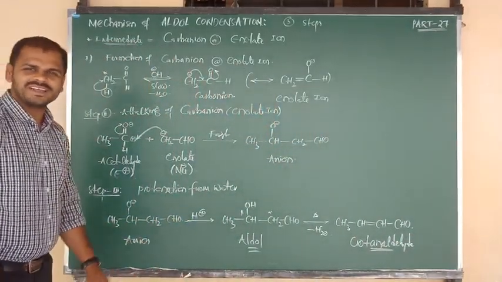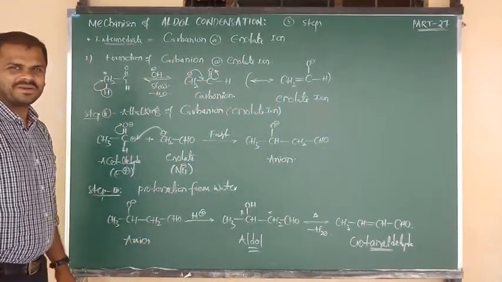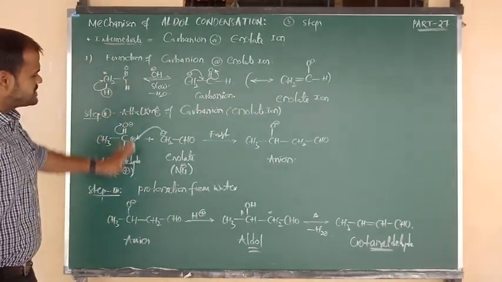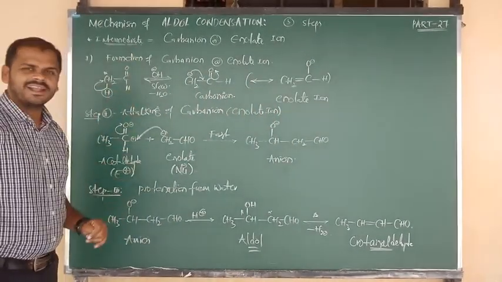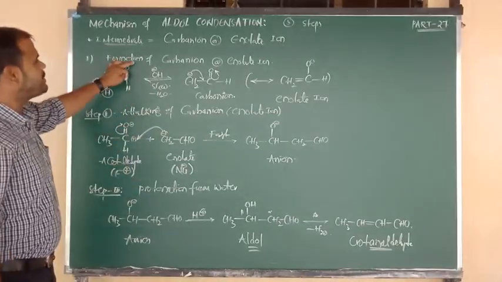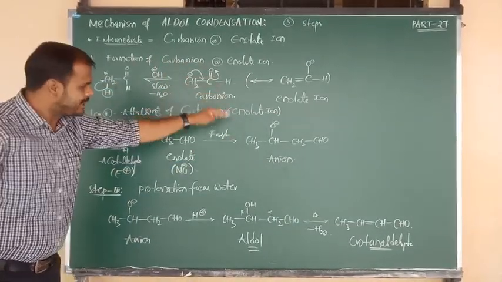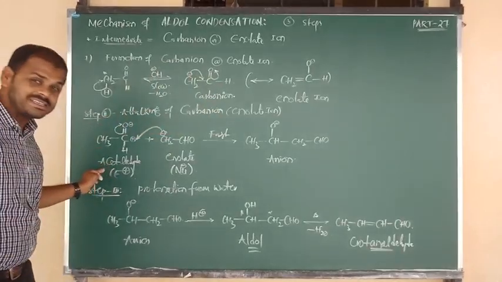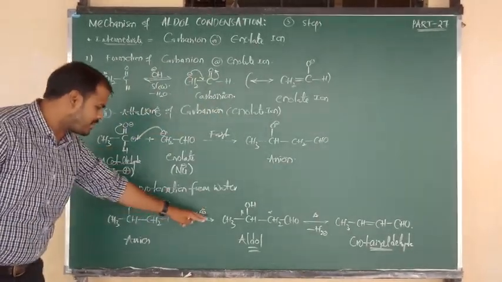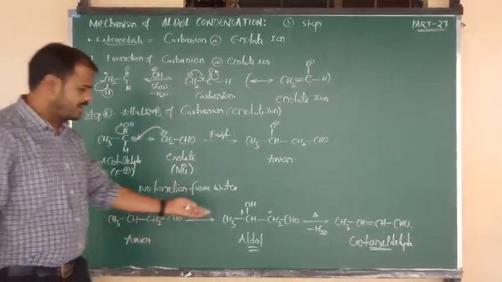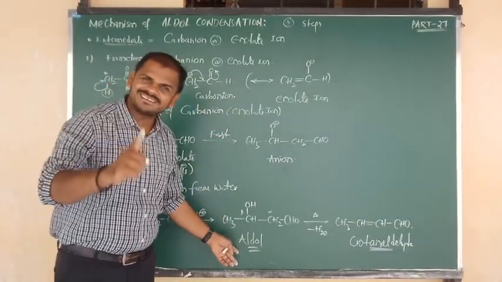I hope you understand this story clearly. Okay, now beta, how many steps are involved in the mechanism of aldol condensation? 3 steps are there. Step 1, formation of carbanion or enolate. Step 2, such enolate attacks upon second mole of acetaldehyde. And step 3, protonation takes place from water molecule. You will get the aldol or beta hydroxyaldehyde.